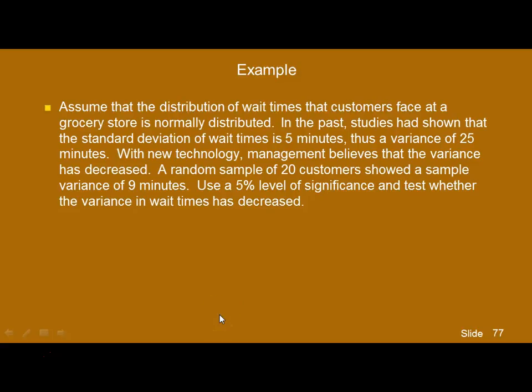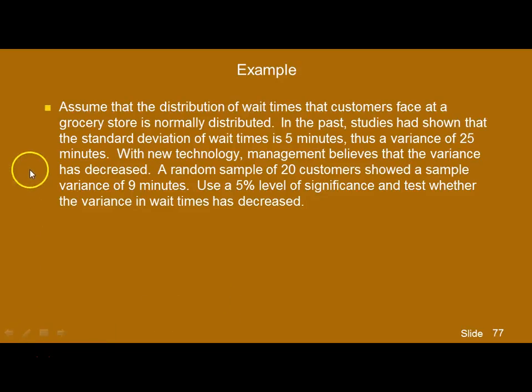Let's do a problem. Actually, we're going to do a couple. Assume the distribution of wait times that customers face at a grocery store is normally distributed. In the past, studies had shown that the standard deviation of wait times was 5 minutes, which would translate into a variance of 25 minutes. With new technology, management believes that the variance in wait times has decreased. We take a random sample of 20 customers. We get a sample variance of 9 minutes. Use a 5% level of significance and test whether or not the variance in wait times has in fact decreased.